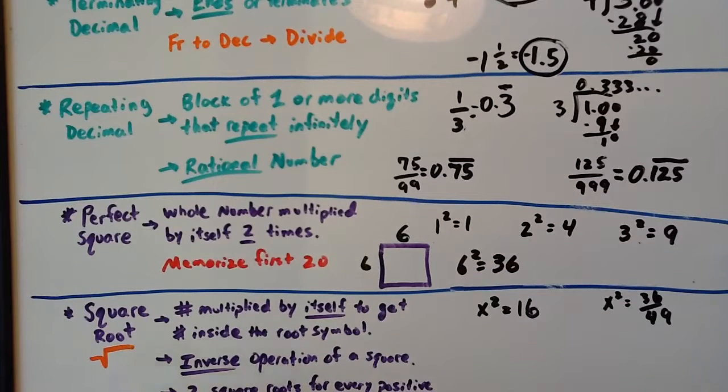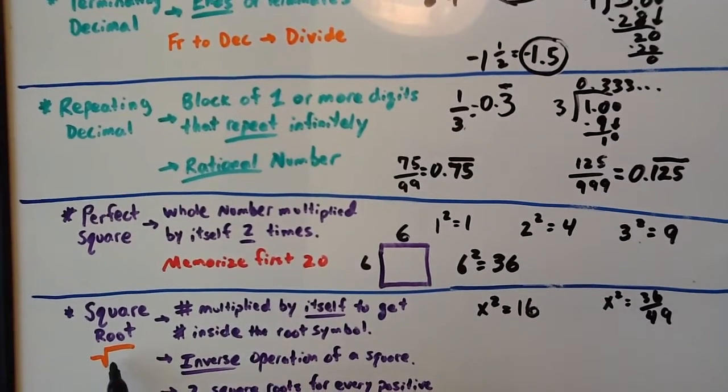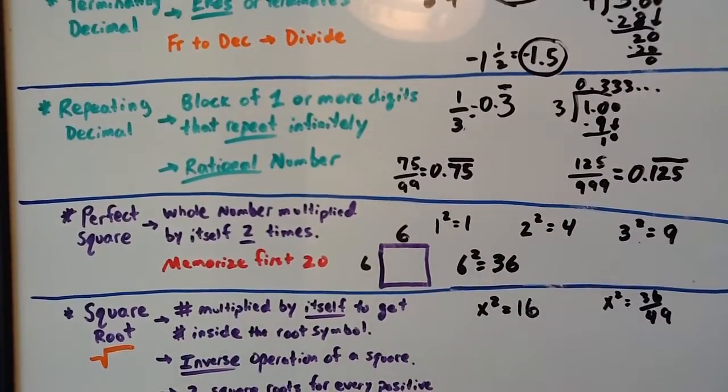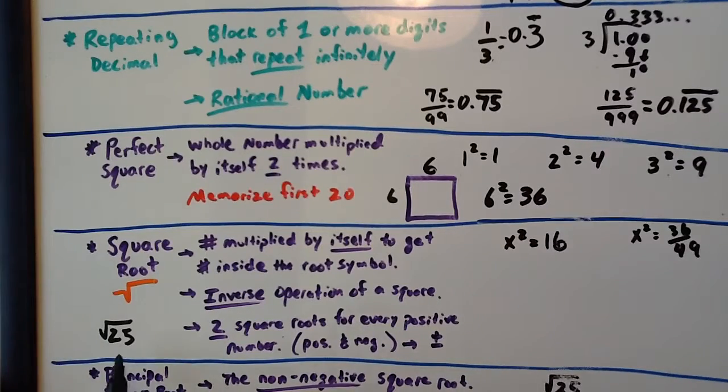Square root. A square root is when you have a number that is multiplied by itself to get the number inside the root symbol. So this symbol right here can be read as a radical symbol, a square root symbol, or just a root symbol. If we had something like square root of 25, you should think to yourself, well, what whole number times itself would give me 25? Well, you should be thinking 5, right? Because 5 times 5 is 25.